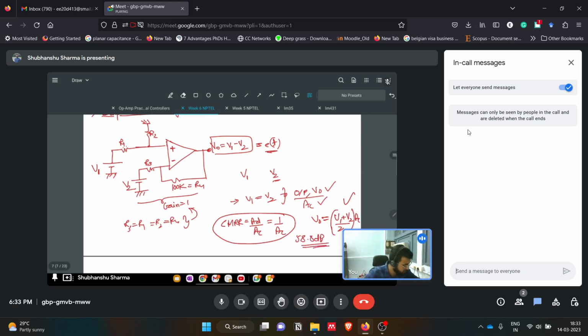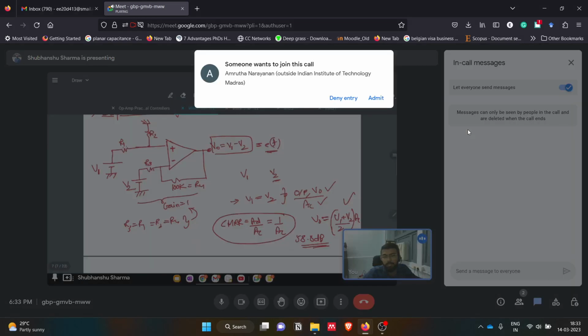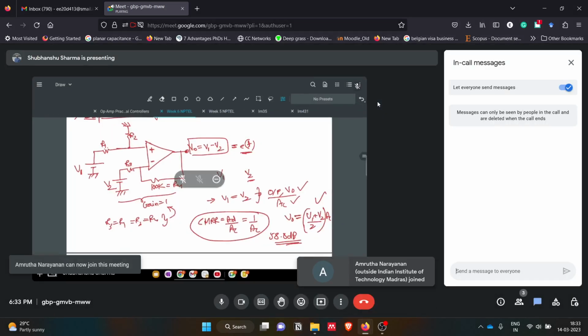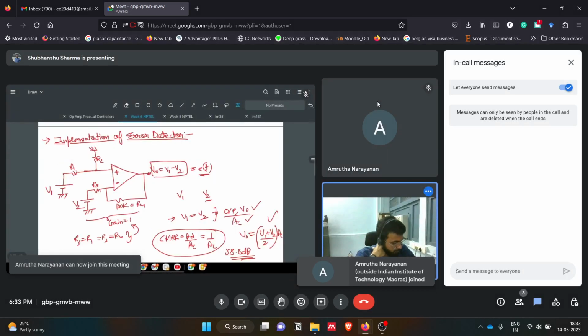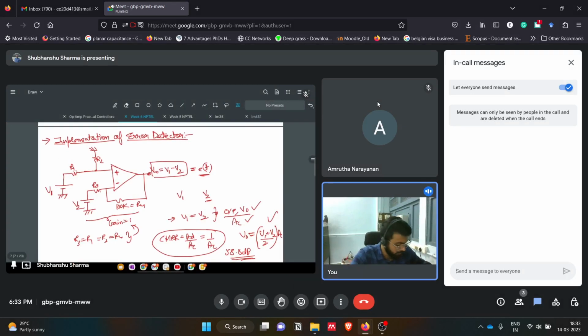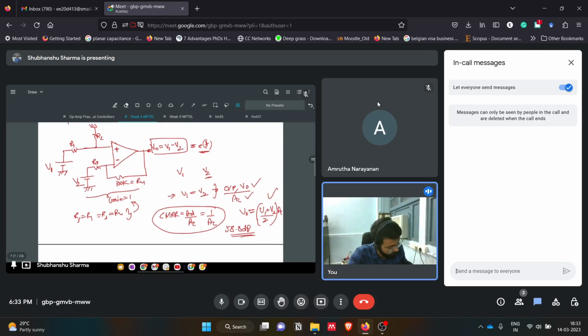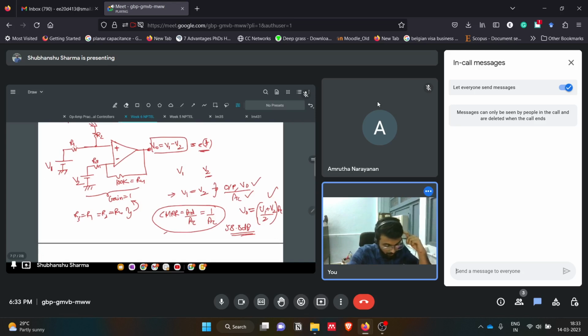That is okay enough. It was quite able to reduce the effect of the common mode signal. So that's why we use this. So yes, we calculated CMRR.